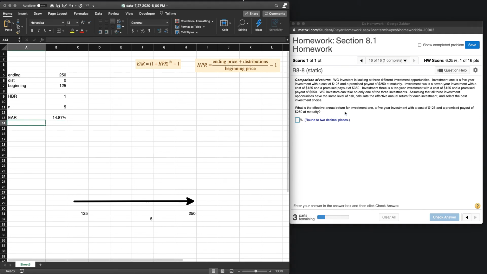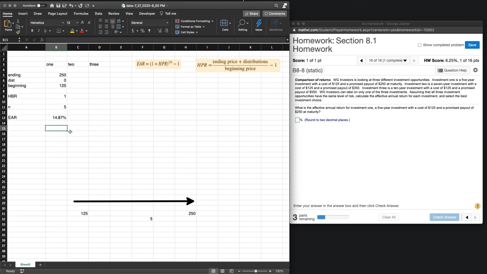Just to be clear, this is investment 1. When you're working on your problems, you can compute all of them once you punch them in. Let Excel help you out with the formulas. But again, I'll let you compare them on your own.